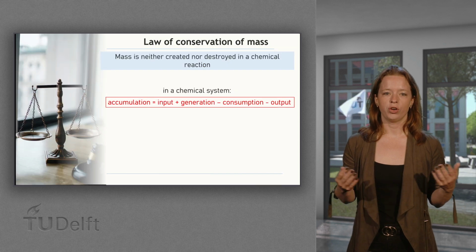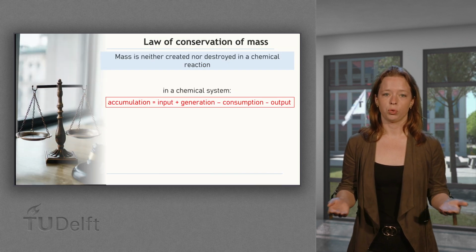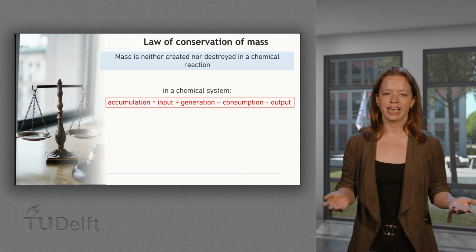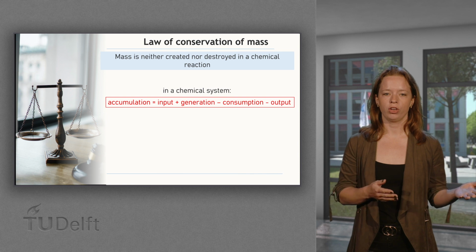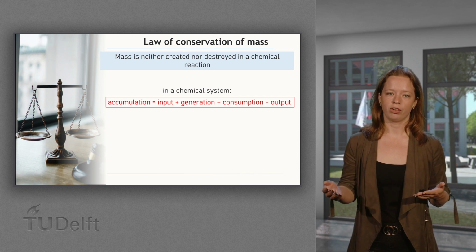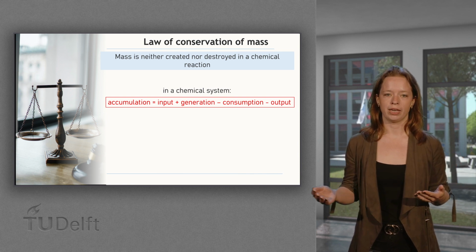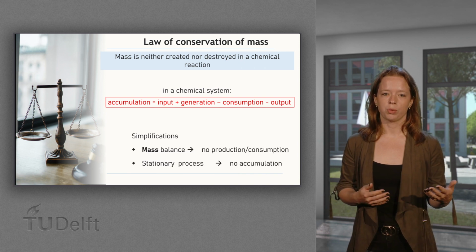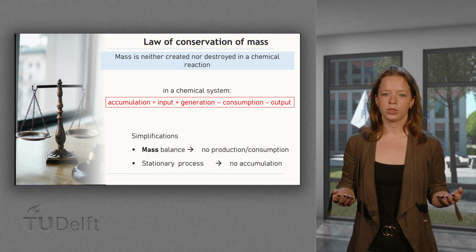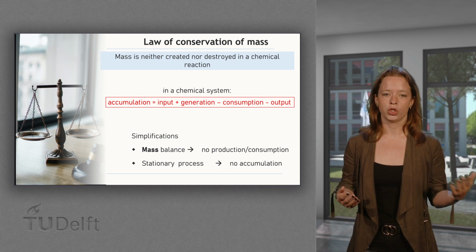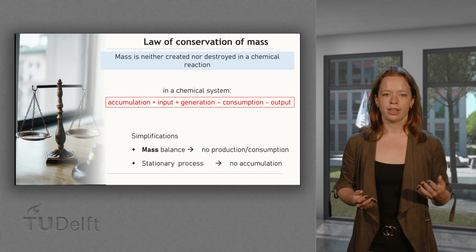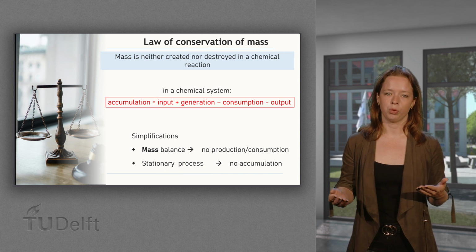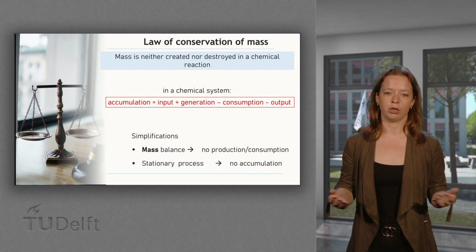Next, we have to write down the mass balances, using a law that you probably already know, the law of conservation of mass. In a chemical system, this reads accumulation equals input plus generation minus consumption minus output. In a mass balance, there is no consumption or production, and since we're talking about a stationary process, there's no accumulation either. This means that our balance is simplified to 0 equals input minus output, or input equals output.